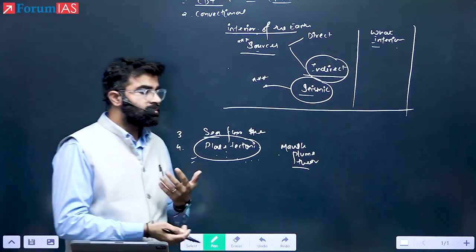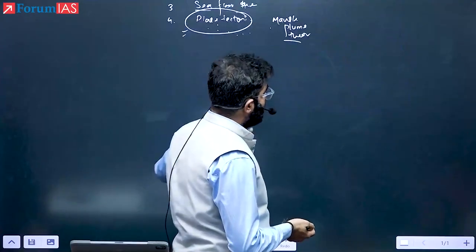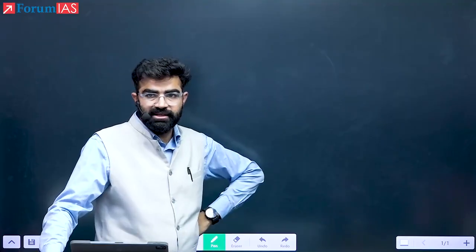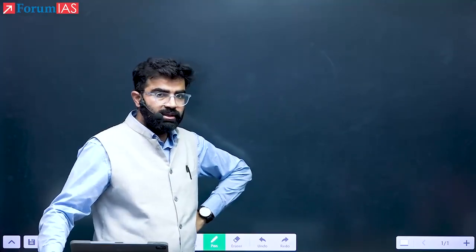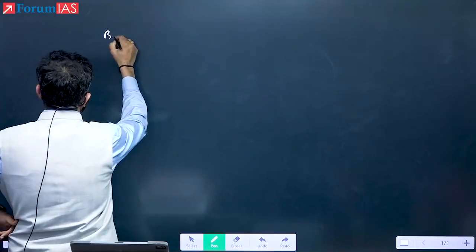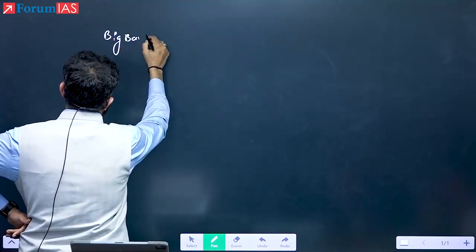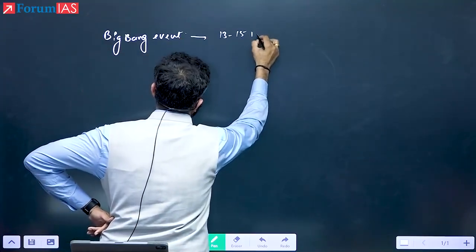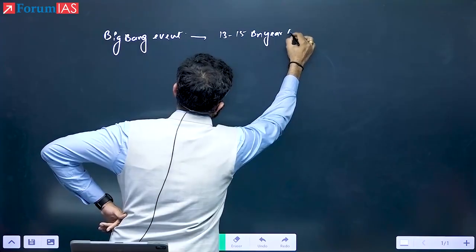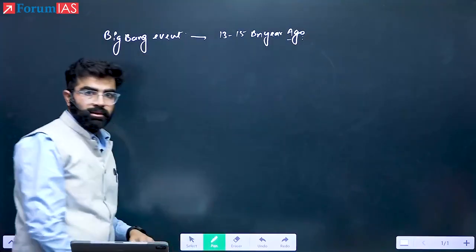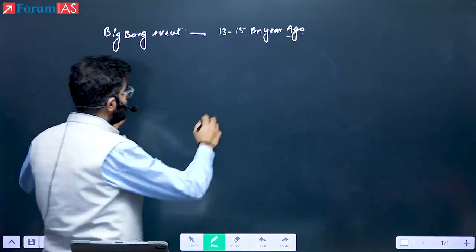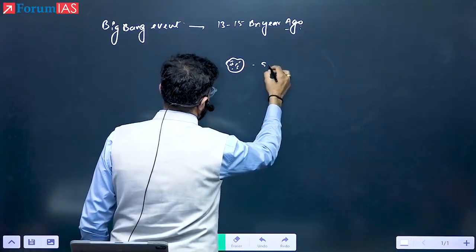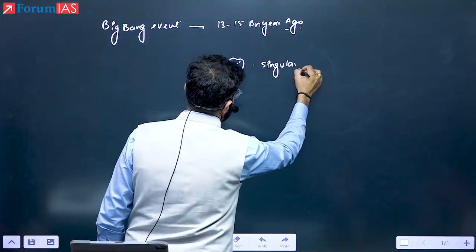Fine. Now tell me, how did earth as a planet evolve? Means what was the event from where every celestial object came out? Big Bang event. So if we start with the Big Bang event, it happened somewhere around 13 to 15 billion years ago. It is believed at that time the only thing which was existing was nothing but the singularity. What is singularity?